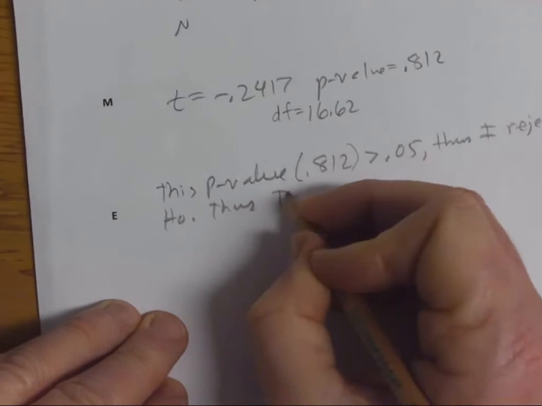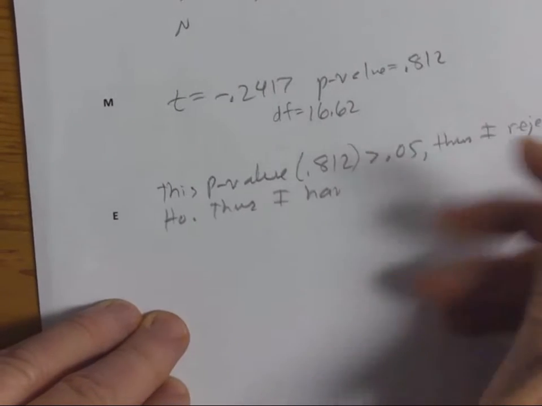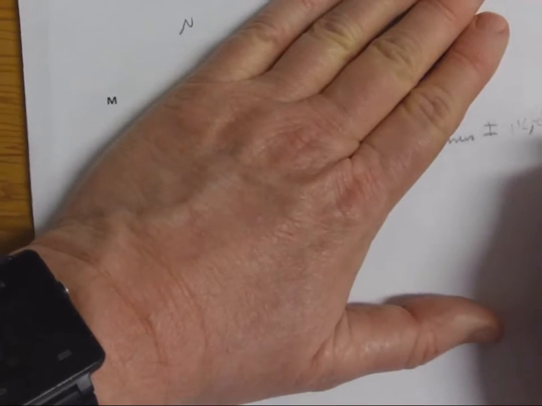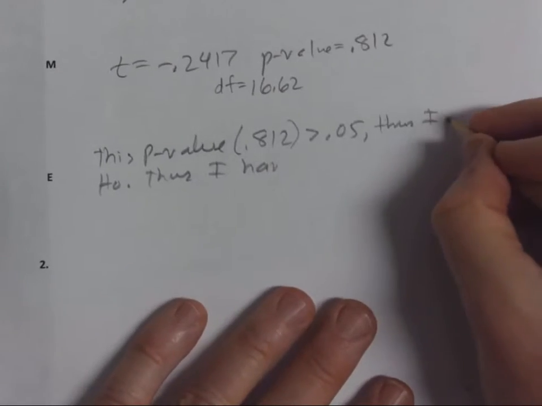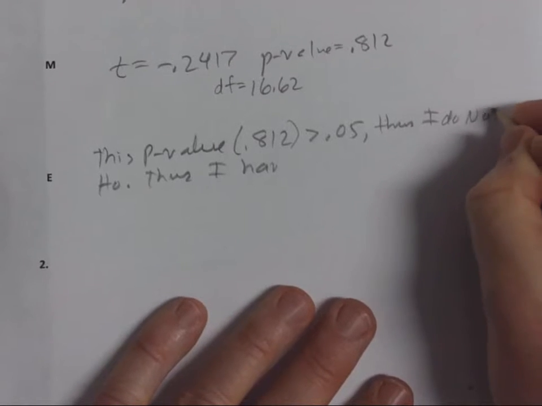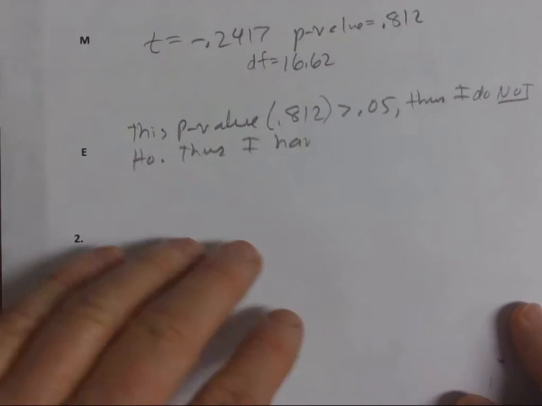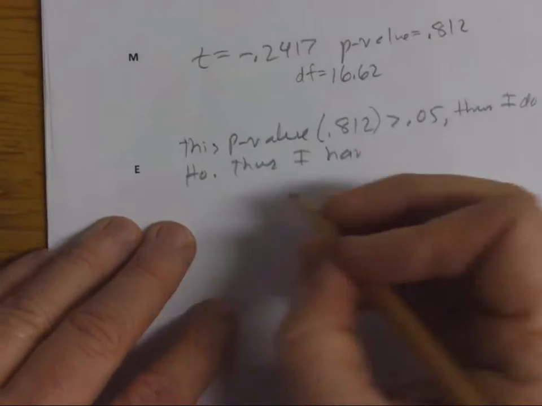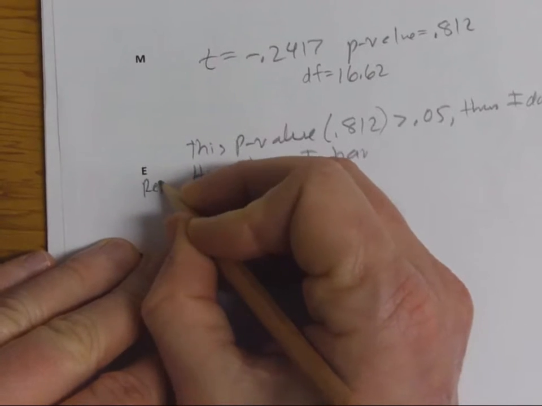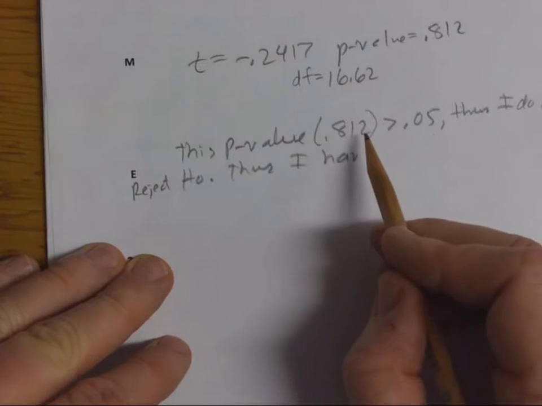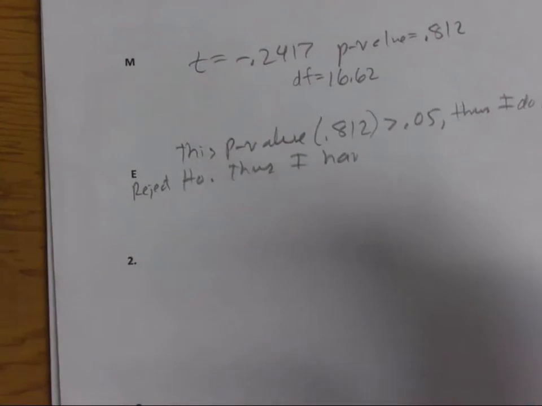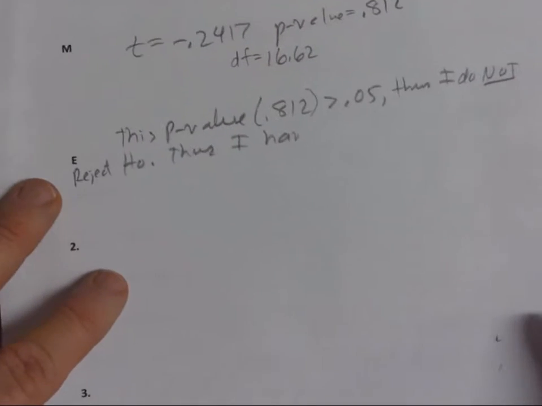Thus, I do not have. Sorry, I said that backwards. Thus, I do not have. Yeah, be careful about that. I do not reject the null hypothesis. If the p-value is low, you reject the null. If it's high, you do not reject it. So make sure and be careful in that regard.